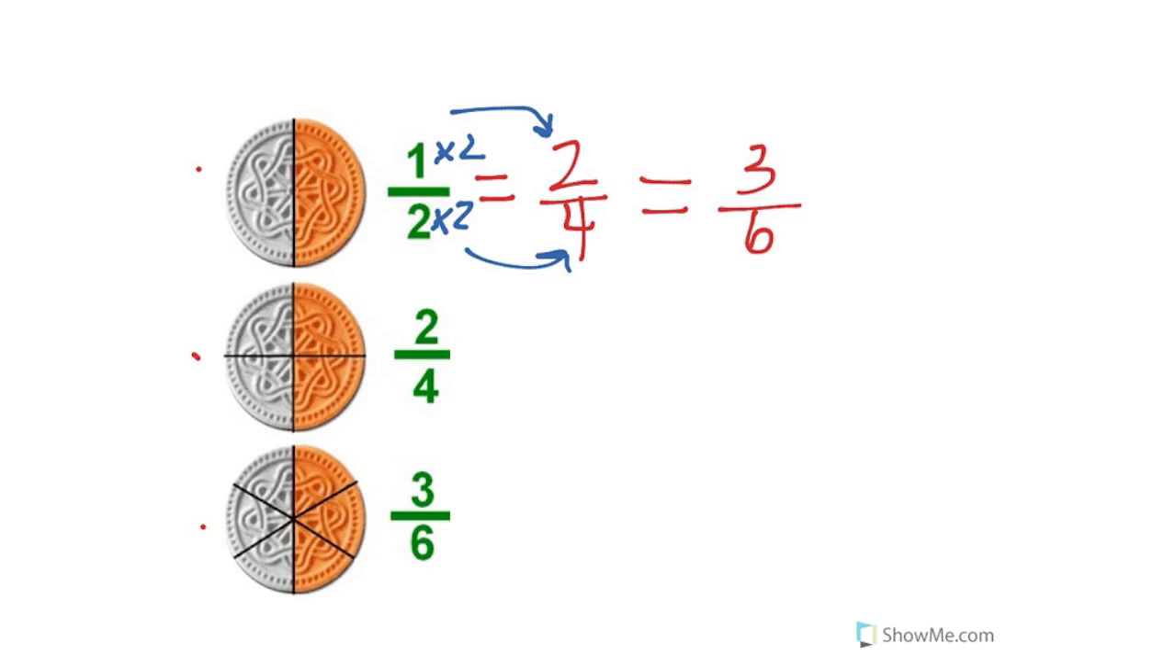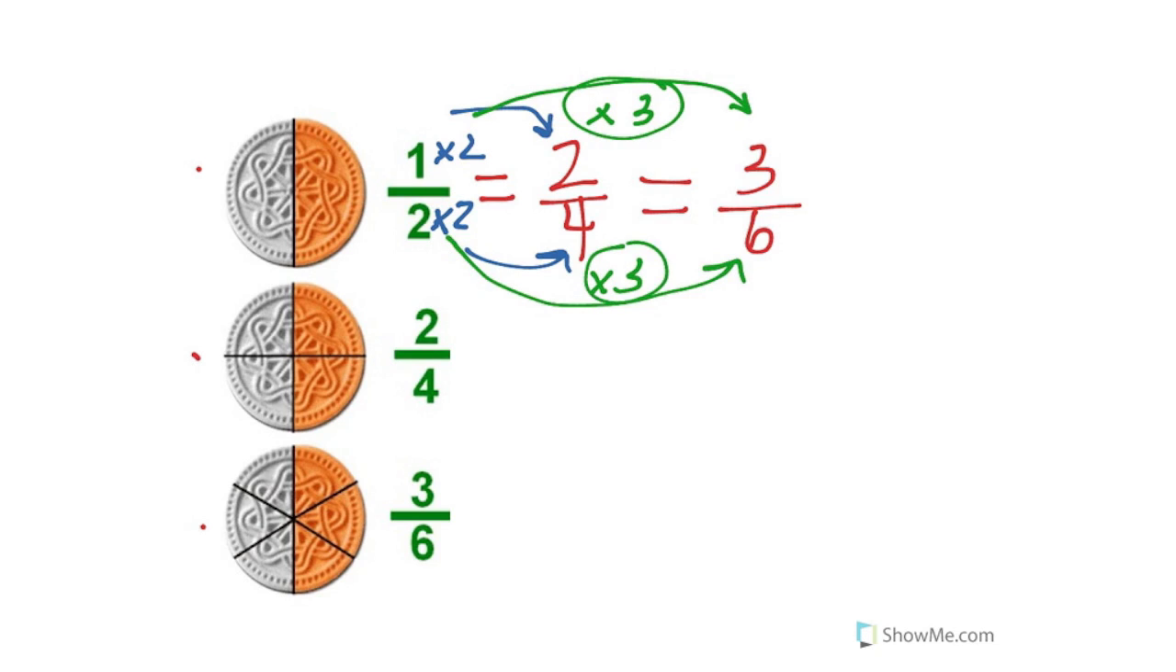All right, well, let's go to the next one. How do I go from 1 to 3? 1 times 3 is 3. What you do to the top, you must do to the bottom. Okay, so what's 2 times 3? It's 6. All right, so to find equivalent fractions, you're either going to multiply or divide. Let's try a few more.